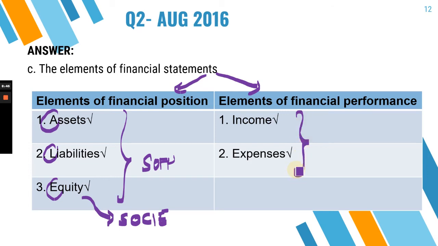Income and expenses show the performance of the company, the profitability of the company. And this is in the statement of profit or loss. So that is the element of financial performance: income and expenses. You don't have to explain, just state it.